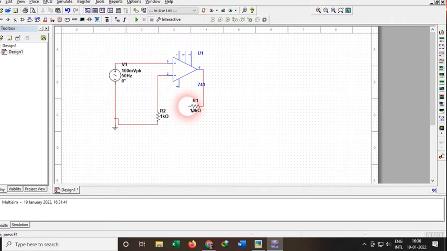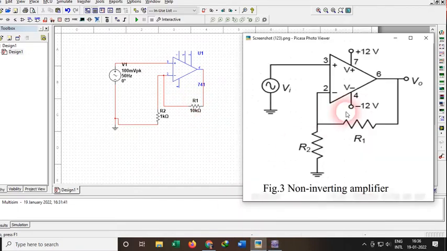Now here I'm just going to connect this R1. Just look at the circuit. It is connected finally. In the circuit, the R1 is connected directly here. I have connected it here after the second pin. So both things are the same. Understood? So this part of the circuit has been completed.